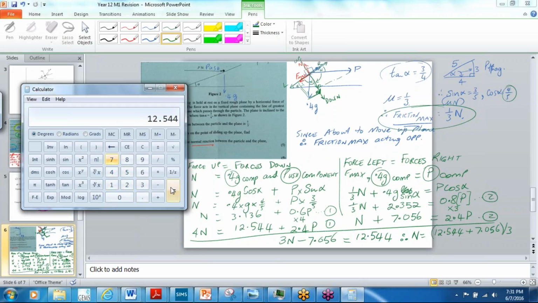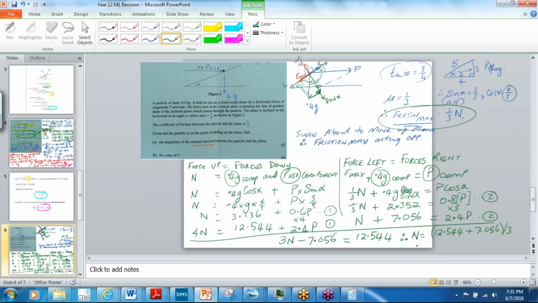12.544 plus 7.056, and let's just get that answer first and then divide that answer by 3. 6.53 recurring. So N equals 6.533 newtons. So we'll put here approximately 6.53 newtons. Now we have to find the value of P.